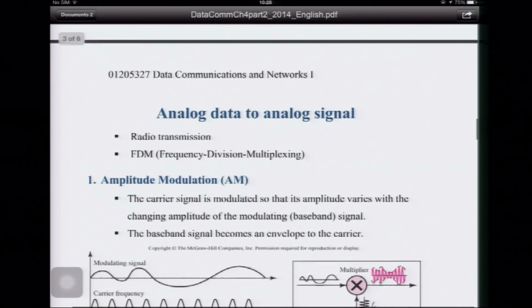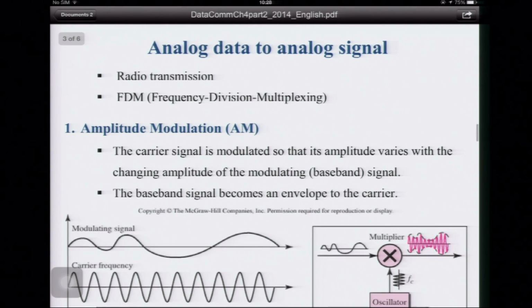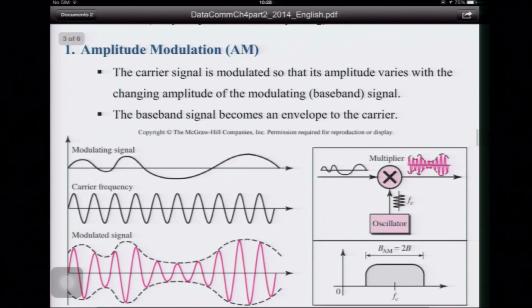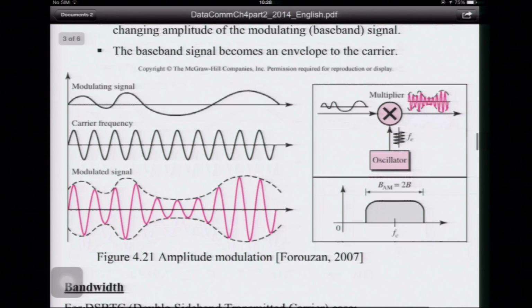So that is A to D conversion. The next topic, and the last topic for this chapter, is analog data to analog signal. In this case, we use it for radio transmission and frequency division multiplexing. In amplitude modulation, or AM, the carrier signal is modulated so that its amplitude varies with the changing amplitude of the baseband signal. So the high frequency signal changes amplitude based on the baseband signal amplitude. So the baseband signal becomes the envelope of the carrier.